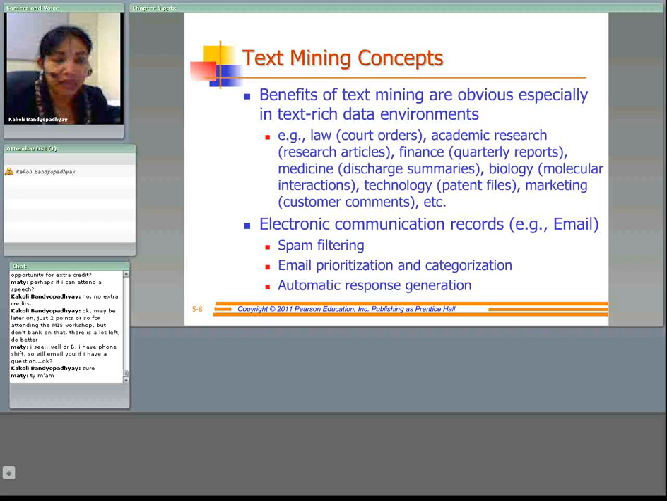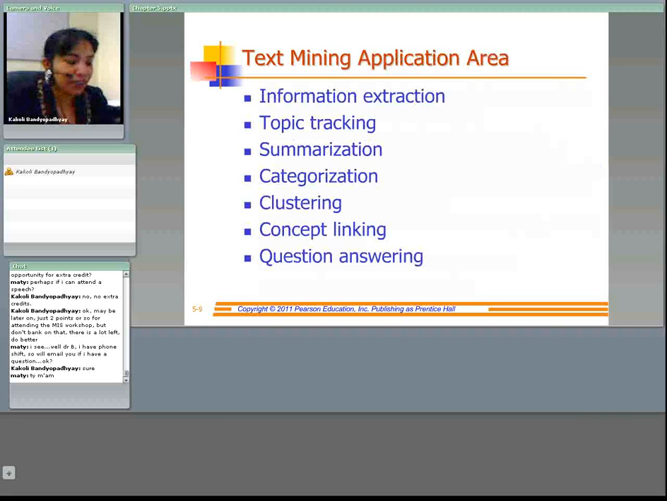If you look at a site like Amazon.com, the customer comments, how do you find any useful information from that? That's text, and it's not in any database, it's just text, so unstructured data. So that's text mining. We will talk about some of the applications of text mining. One is information extraction, then there is topic tracking, summarization, categorization, clustering, concept linking, and question answering. I'll go over one at a time.